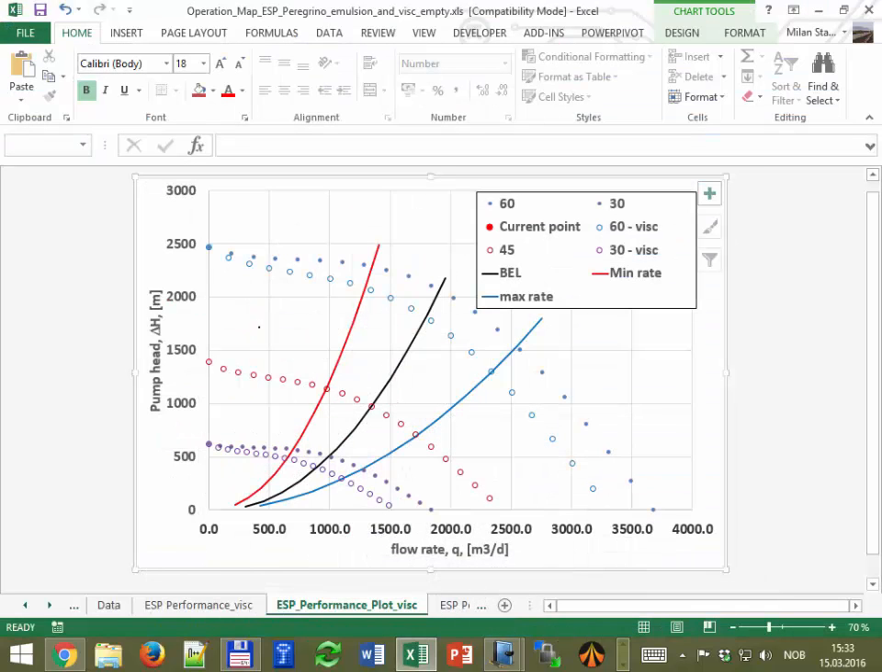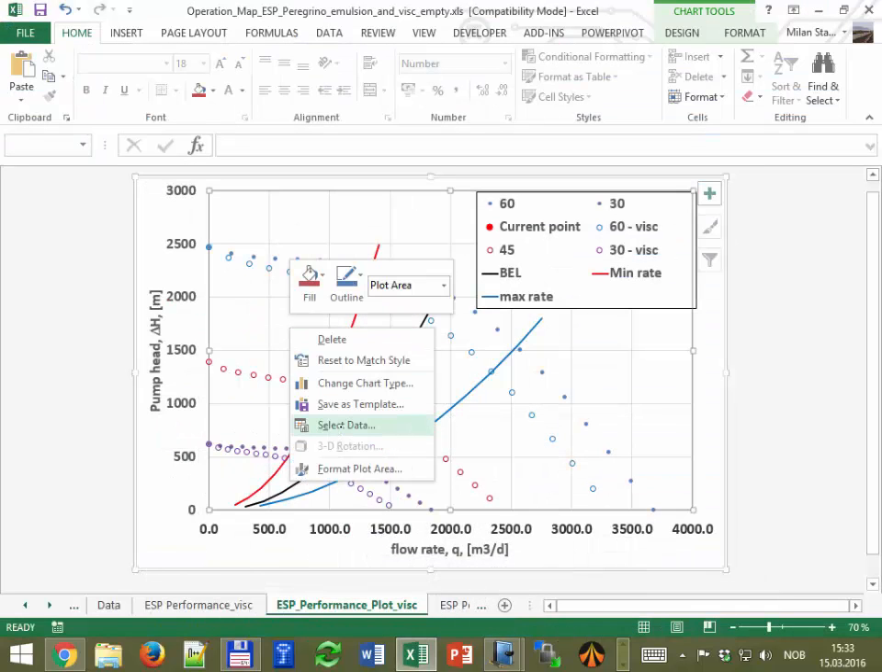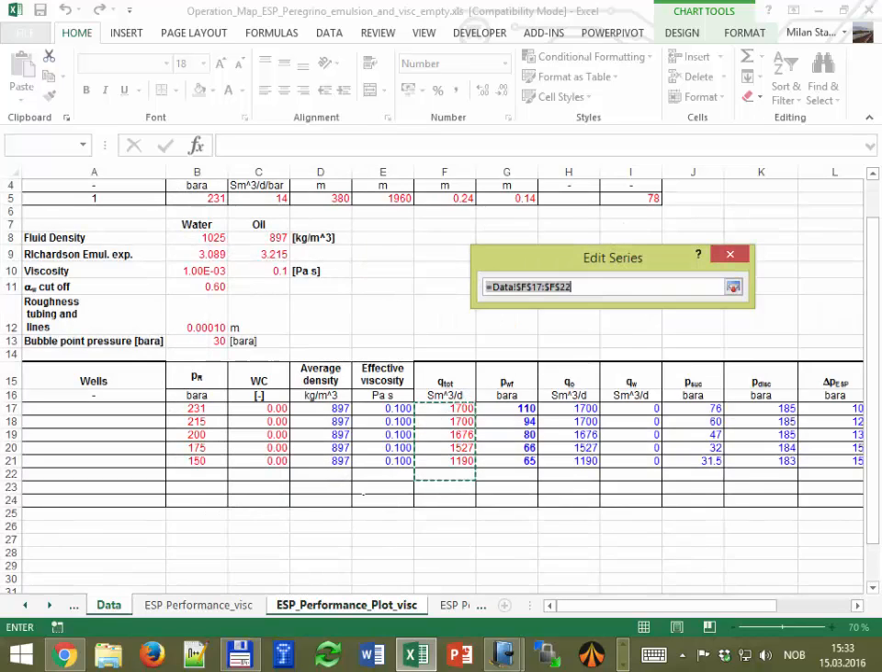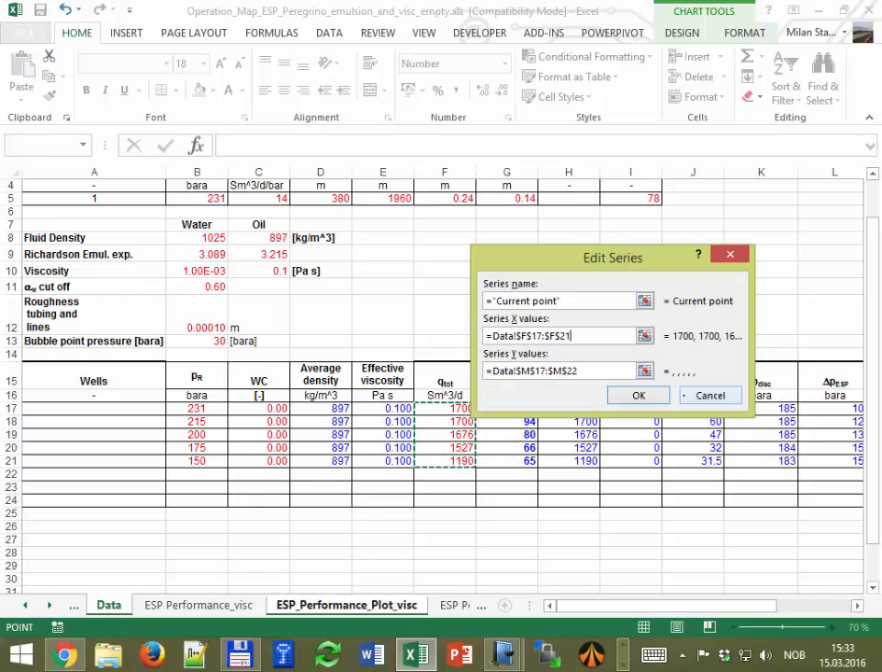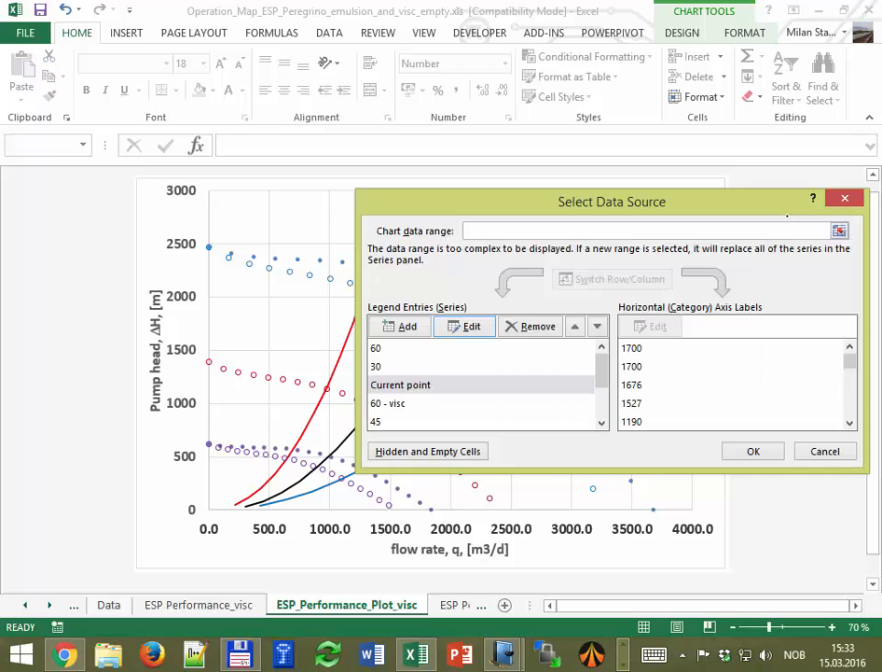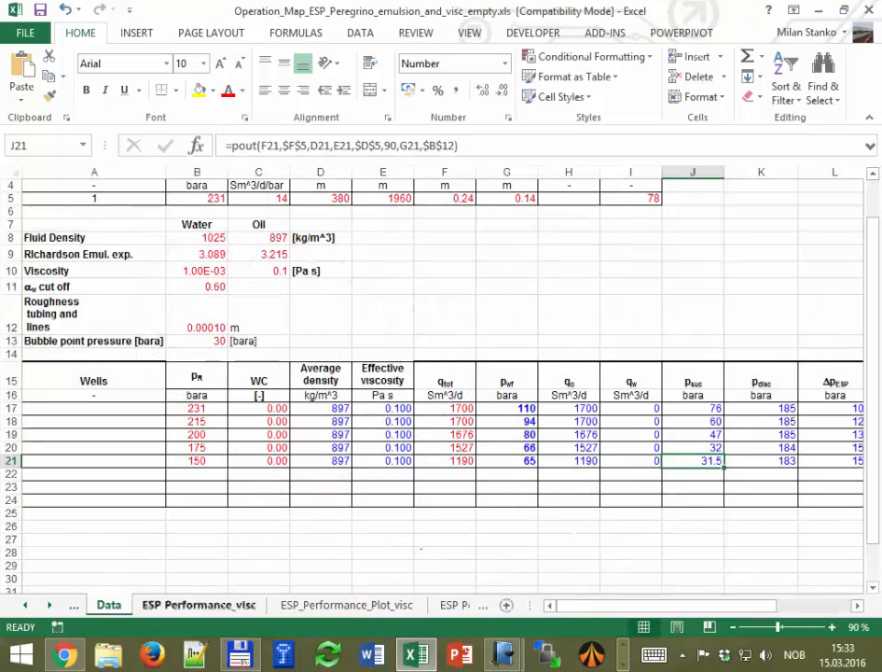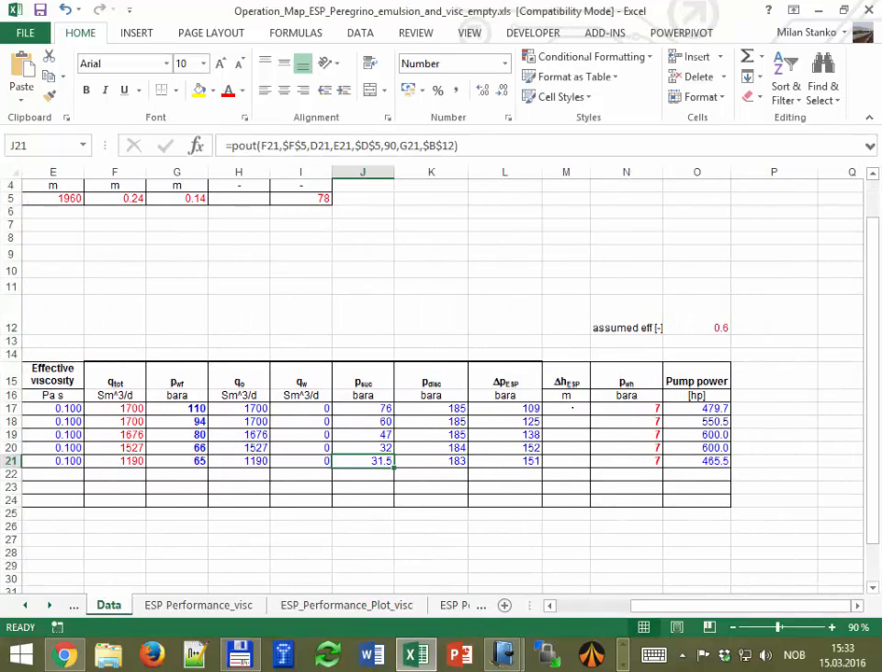So let's plot that. Here we right click, select data. I actually have a series here called current point, and here I'm going to plot this. Remember this plot is given in delta H, and I have delta P. That's why you have a space in your Excel table to calculate delta H.